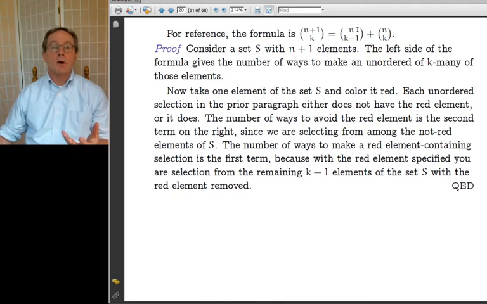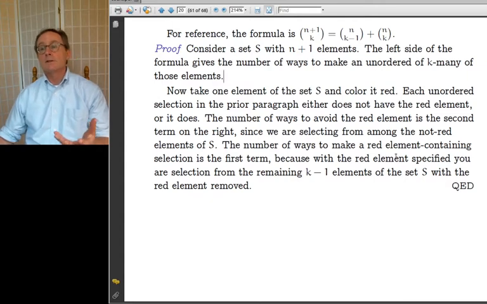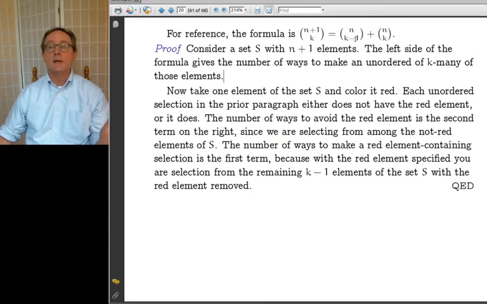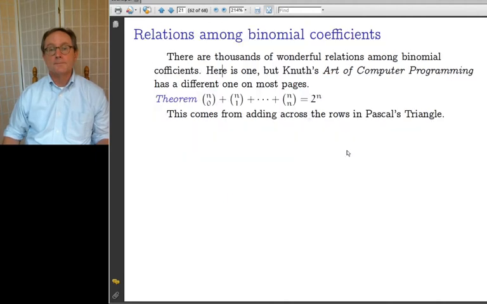How many things are you picking? Well, of course, once you've picked the red thing, it's already gone. So the things left to pick are k minus 1 many of them. So that's exactly what it said. With the red element put to one side, from among the remaining n things, you're picking k minus 1. And of course, you add the two together and you get the total.